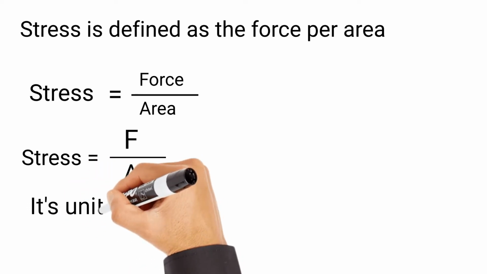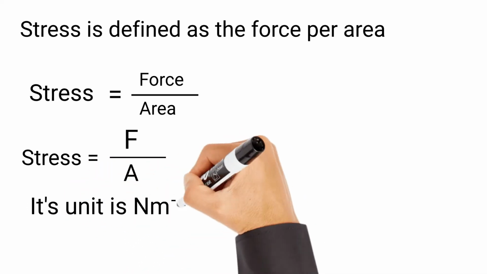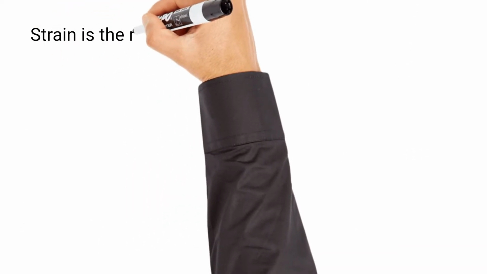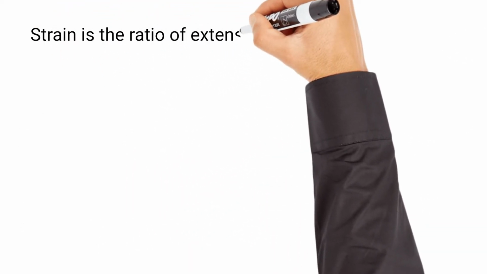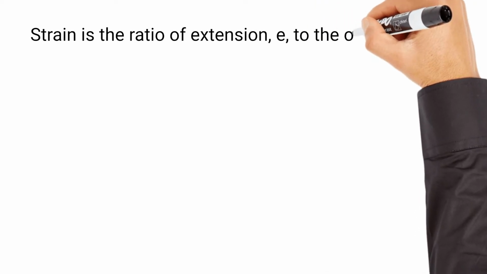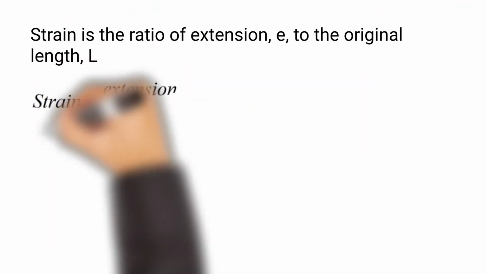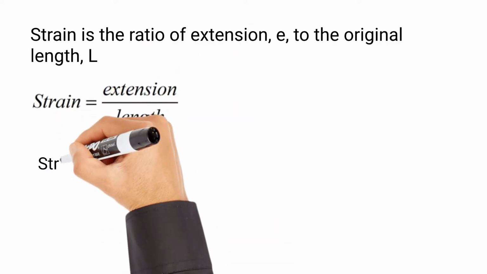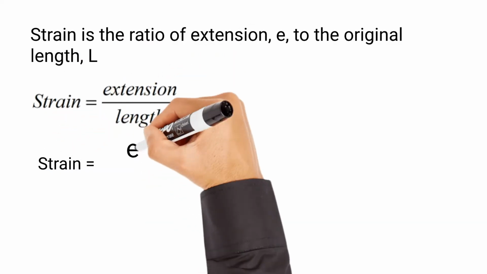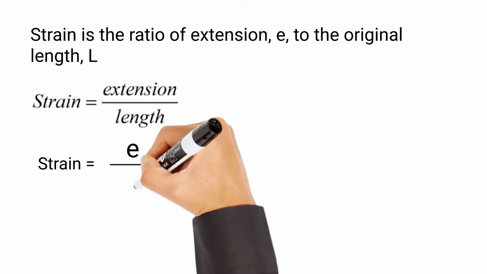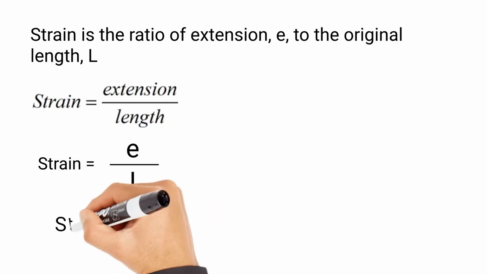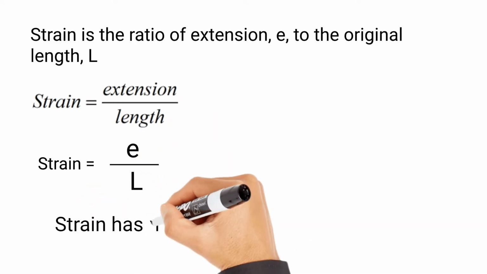Now, the unit of stress is Newton per meter square. Strain is the ratio of extension e to the original length of the material. Strain mathematically is extension over length. Strain can be represented as e over L. Now remember that strain does not have any unit.